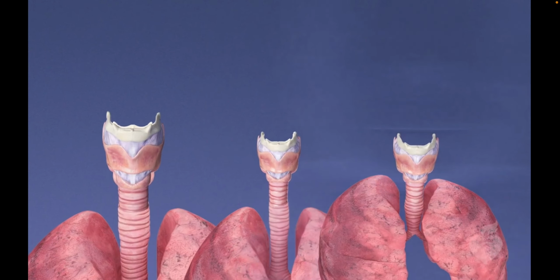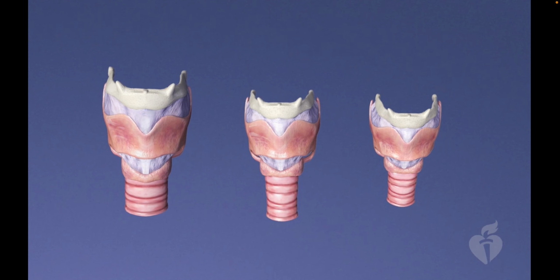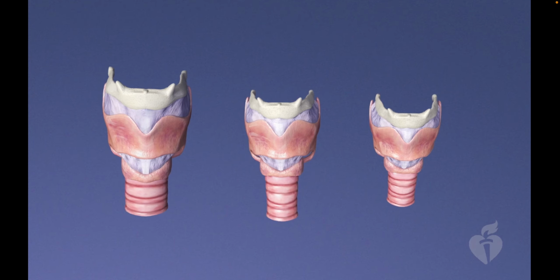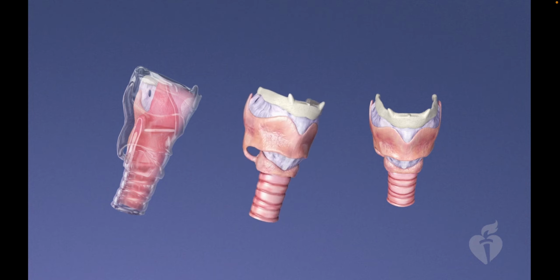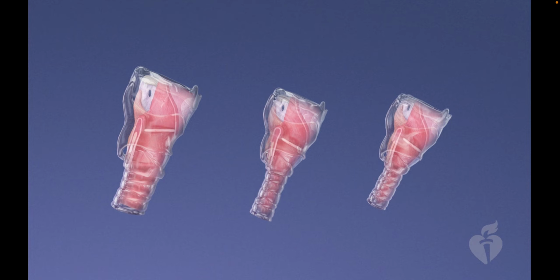First, let's review the unique attributes of a child's airway. These illustrations of an adult, a child, and an infant show that the airways of children and infants are considerably smaller and shorter than those of adults. The adult larynx is cylindrical, with the narrowest opening at the level of the vocal cords. In contrast, the larynx of infants and young children is funnel-shaped.